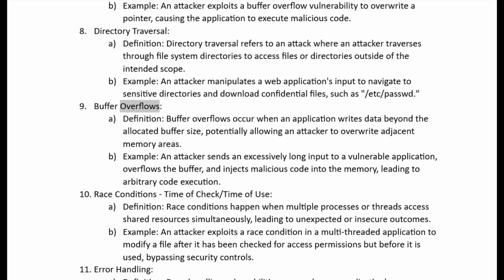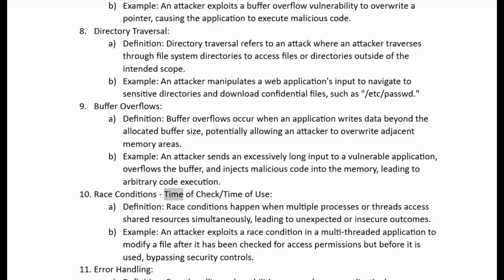Buffer overflows. Definition: buffer overflows occur when an application writes data beyond the allocated buffer size, potentially allowing an attacker to overwrite adjacent memory areas. Example, an attacker sends an excessively long input to a vulnerable application, overflows the buffer, and injects malicious code into the memory, leading to arbitrary code execution.